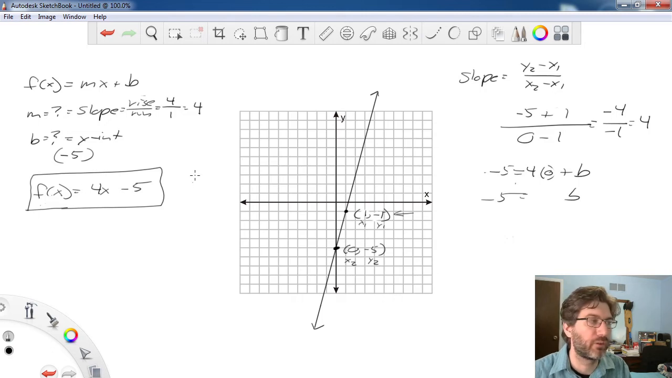So this here is the function. The rule is the function. A function is a rule. What do I do to x to get to y? I multiply it by 4, then I subtract 5, and I get y. And that's coming from a graph. Any other questions about coming from a graph?